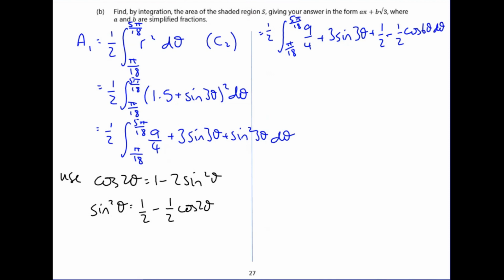Let's tidy this up a little bit before we integrate it. That gives me 11 over 4. Take the half out of them.